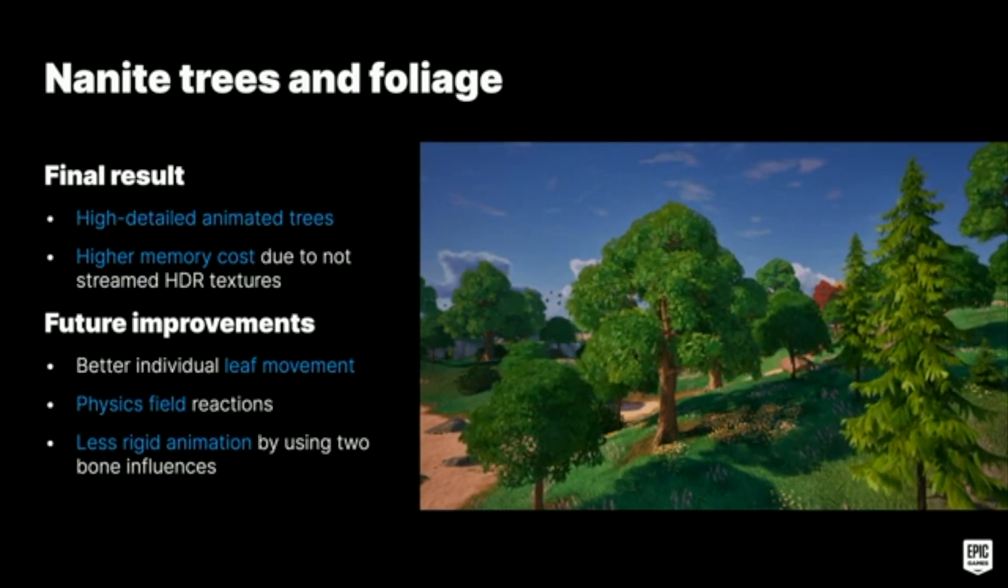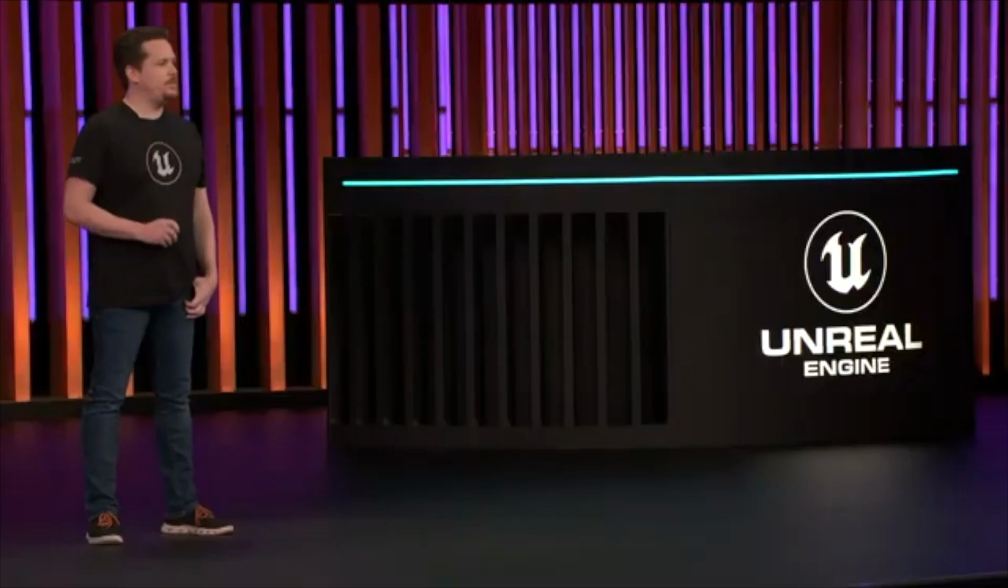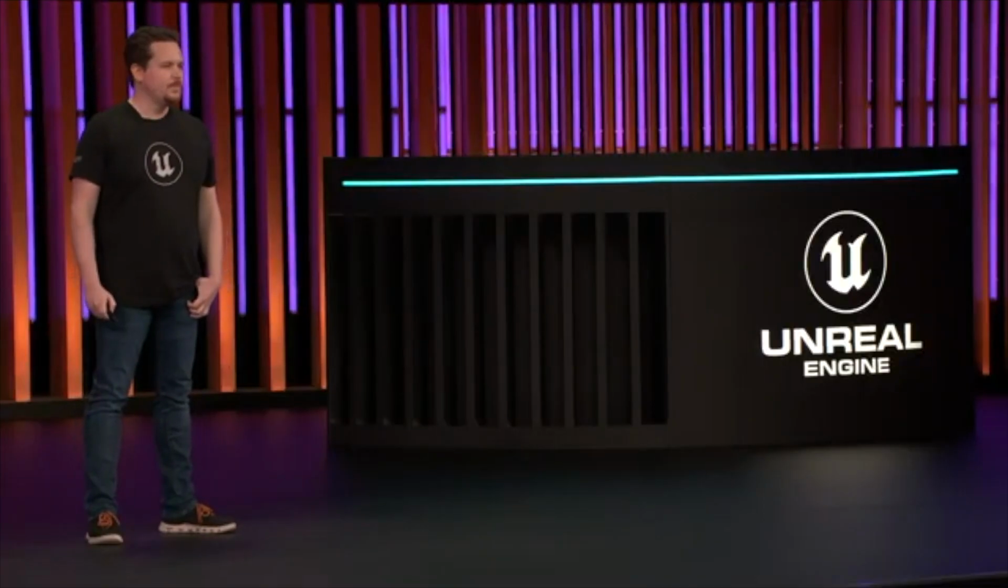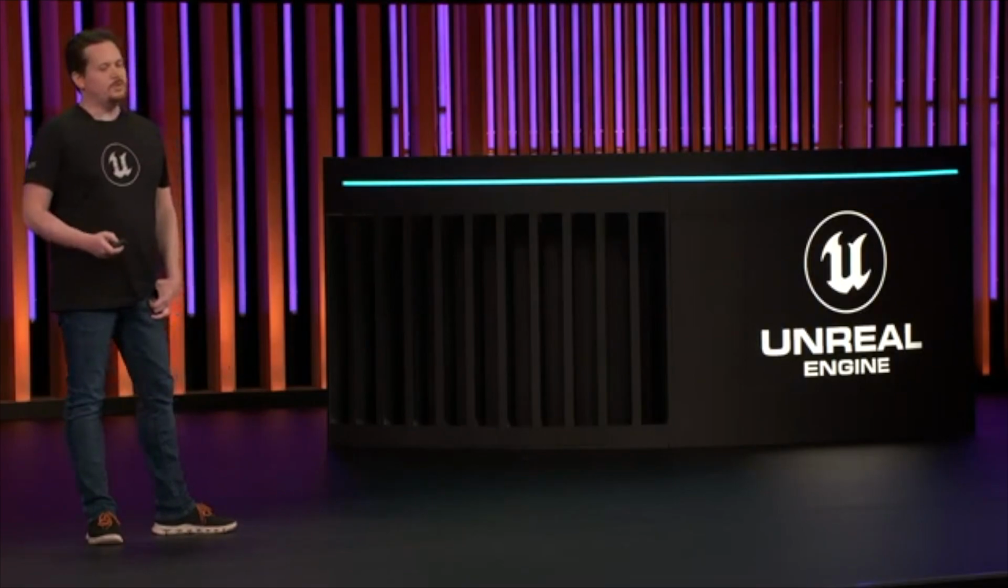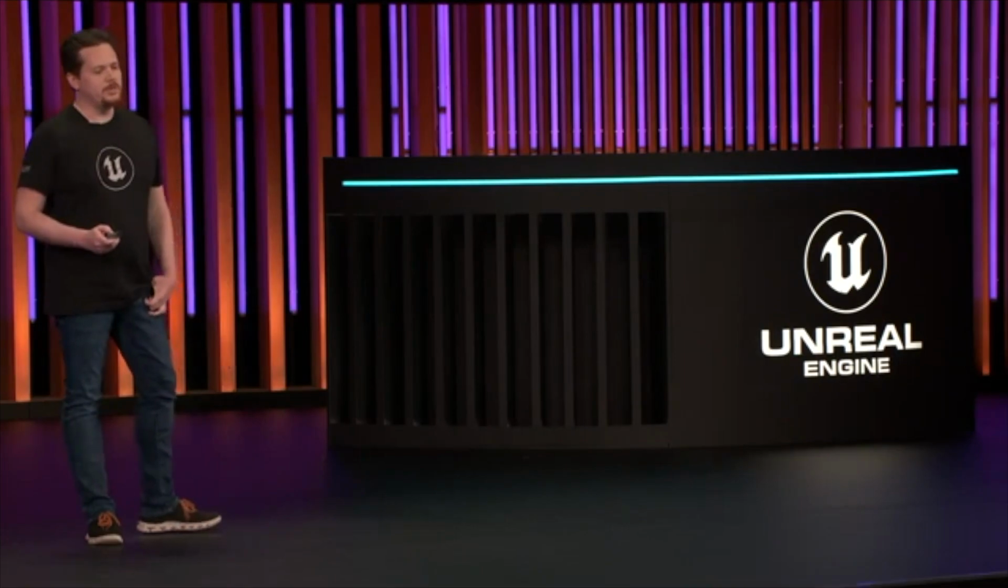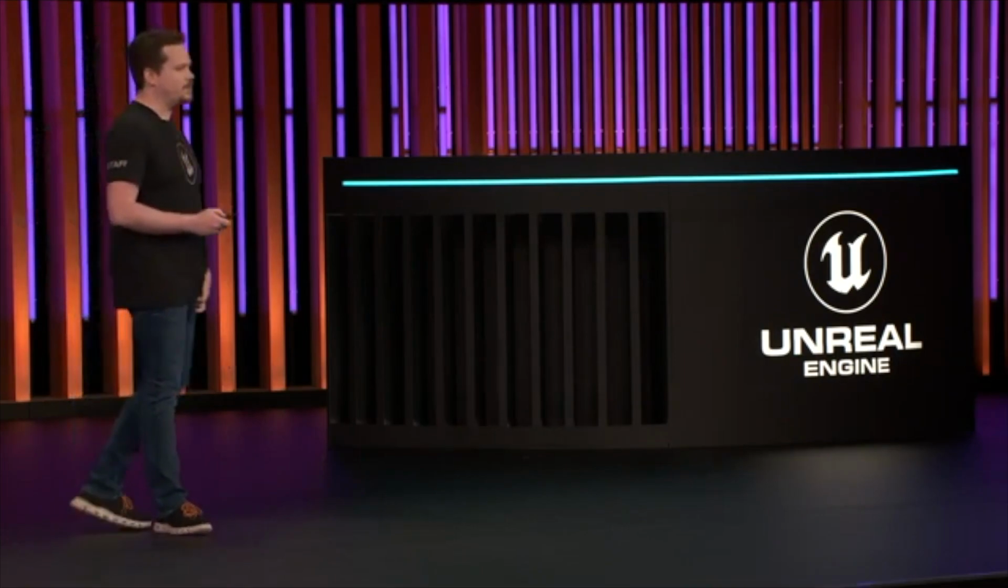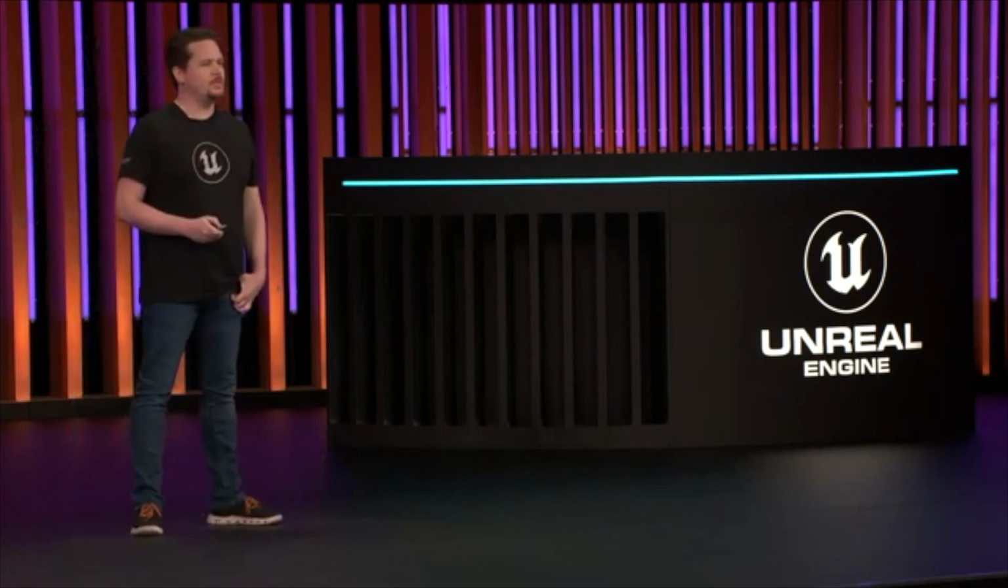Sadly, we also need to sacrifice individual leaf movement with this system. And it's definitely something we want to improve in the future. Our trees also don't react to the physics field. And our animation is currently rigid. And we would like to soften this out a little bit by using at least a 2-bone influence.